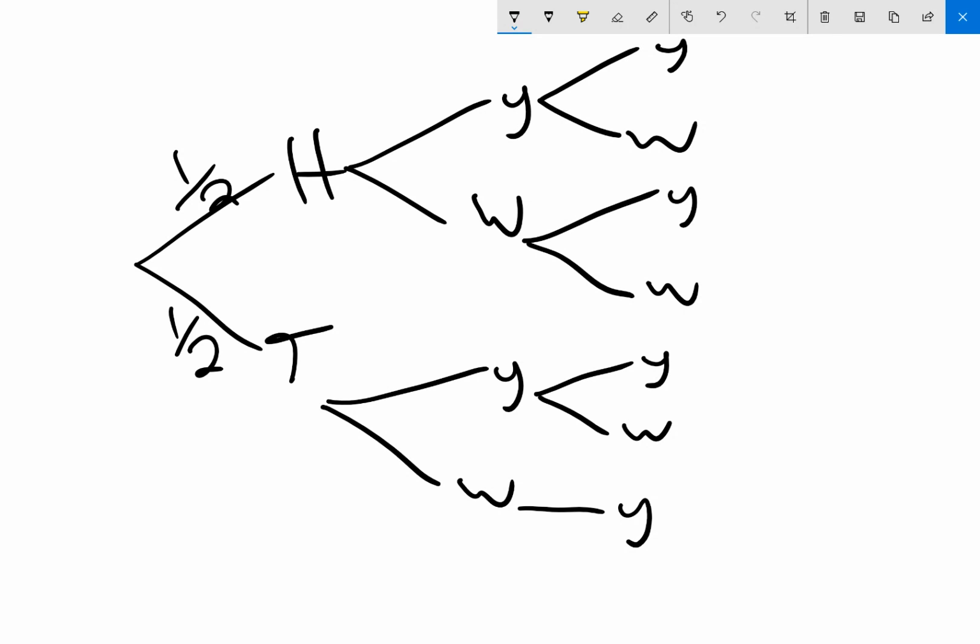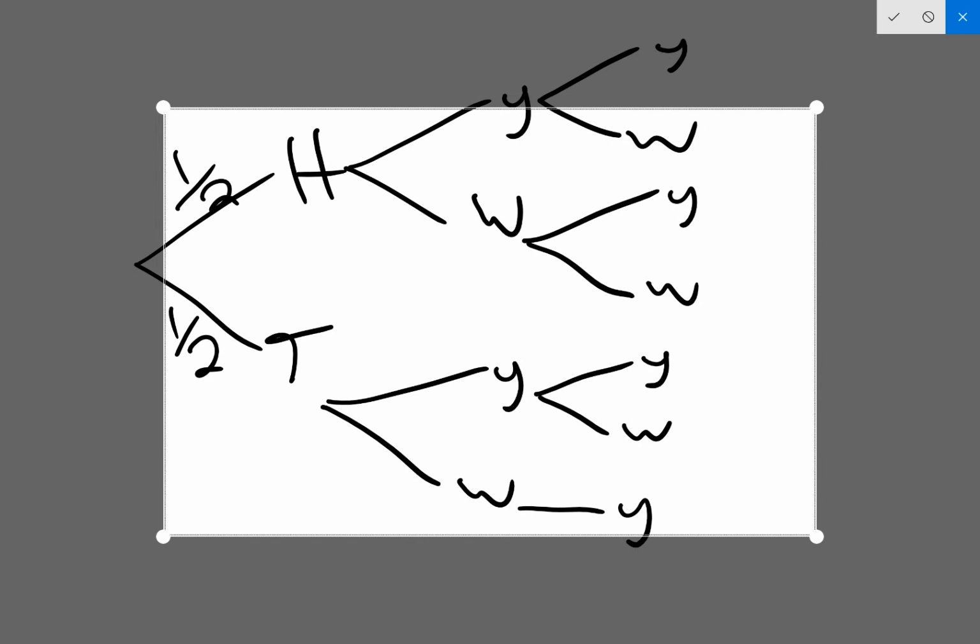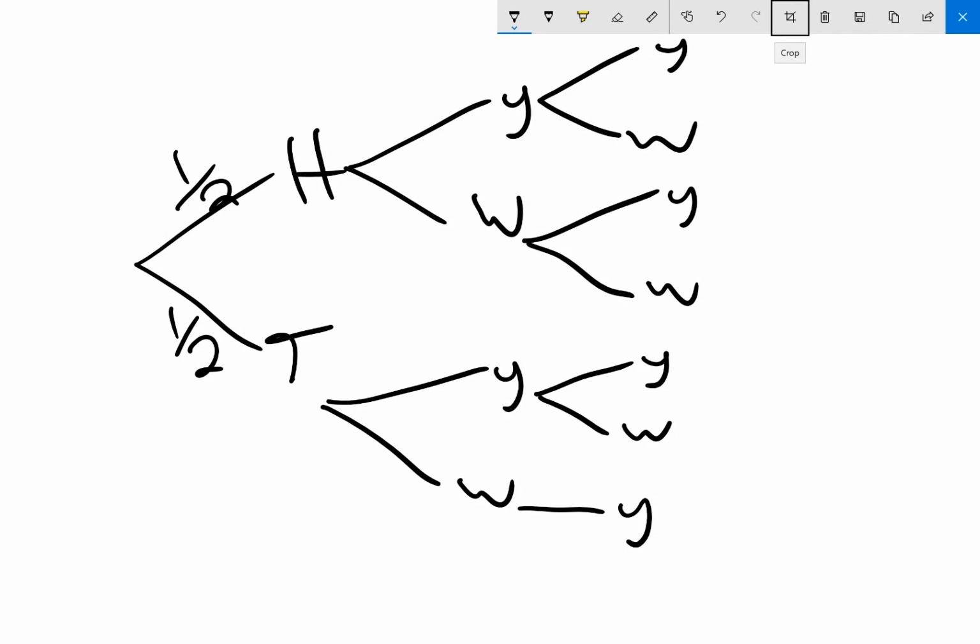Now, if I chose H, I don't remember how many H had. I believe it was 3 yellow and 2 white. So there are 5 balls in total. The probability of choosing a yellow would be 3 out of 5. The probability of choosing white would be 2 out of 5.